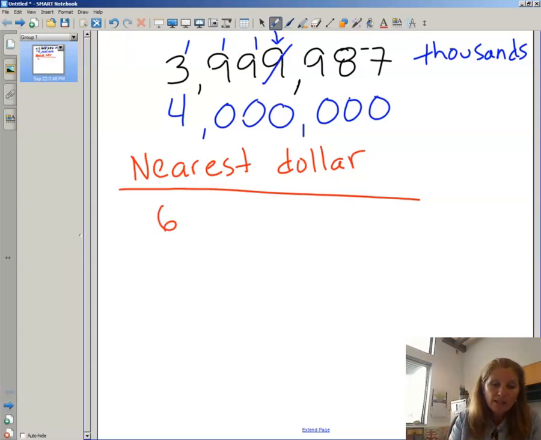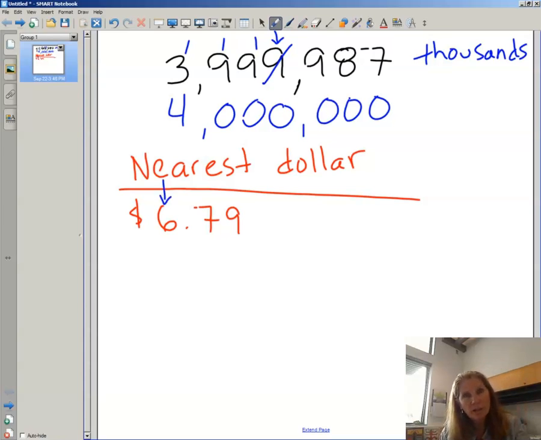Let's say I was told something was going to cost $6.79. And so I ask you, what is that rounded to the nearest dollar? Well, the dollar, I should put the dollar sign in there. The dollar here is the 6. So the same rules apply, even though you could probably do this without really thinking about the rule.